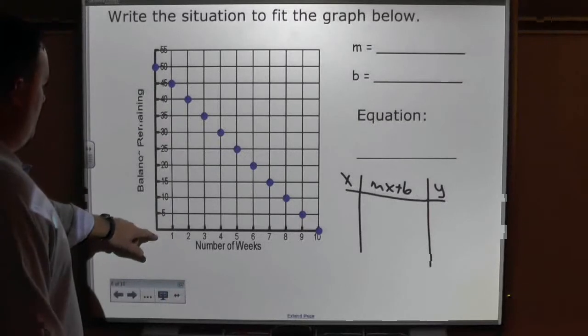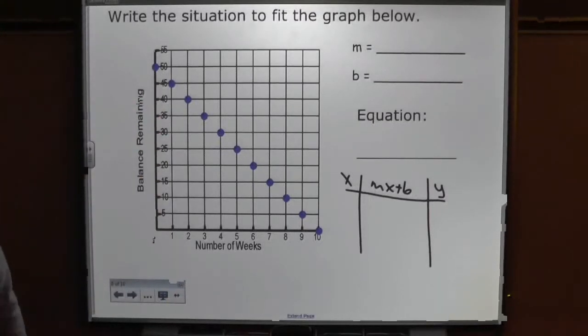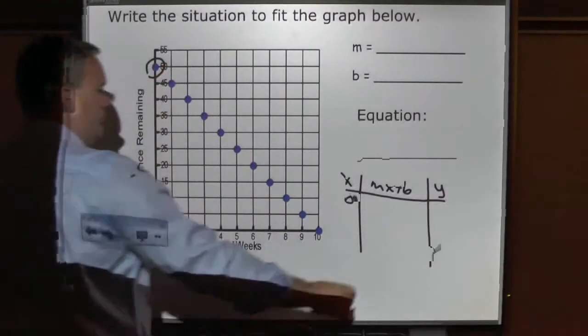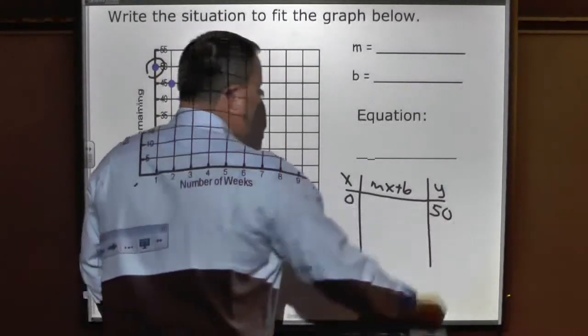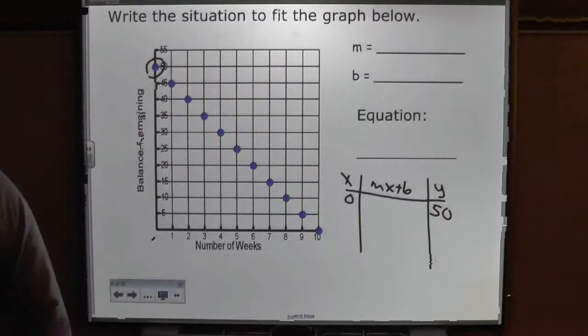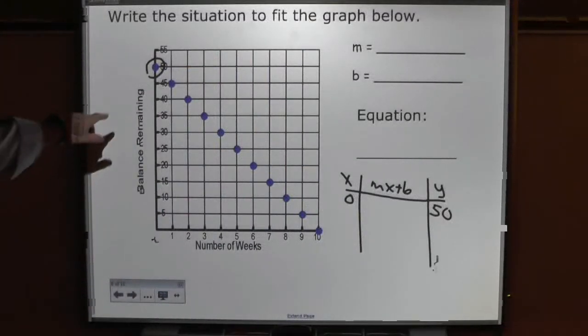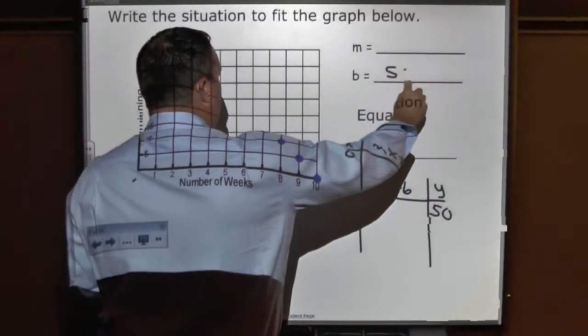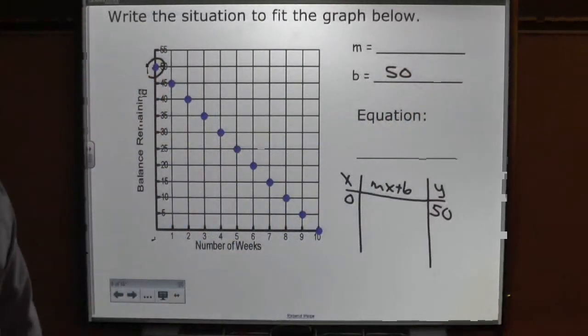Well, one of the points that you guys should always look for is the one on the y-axis. The one on the y-axis is where x is going to be 0. Well, that's going to be 0, 50. And we've talked about this point before. Wherever the x-coordinate is 0, the y-coordinate is your initial value, what you start with, because you haven't done anything yet. You started at 0. So that's your initial value.